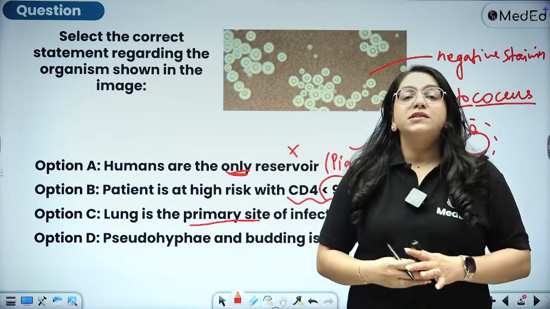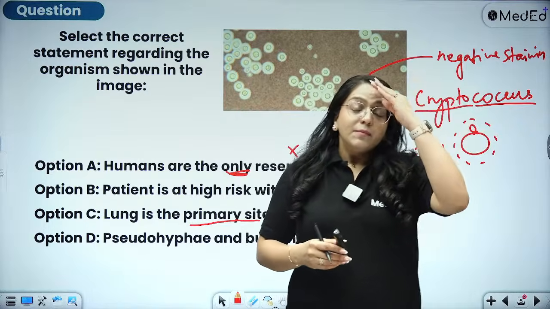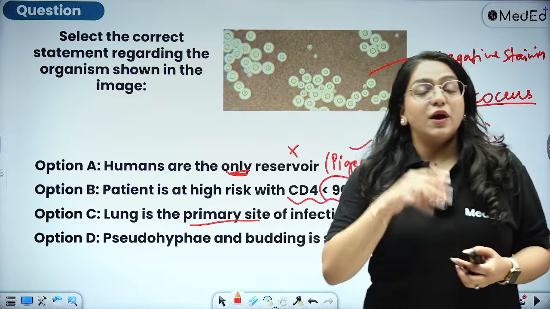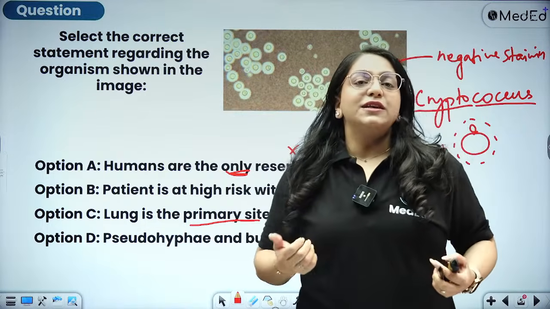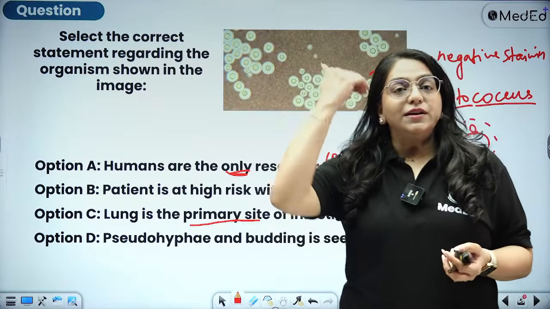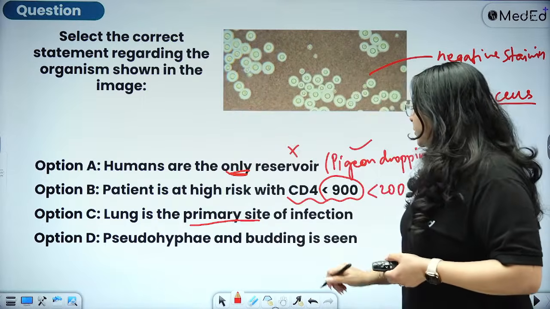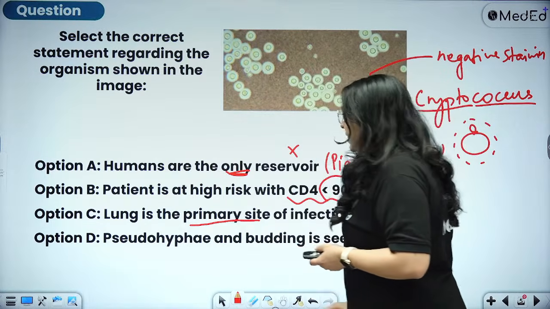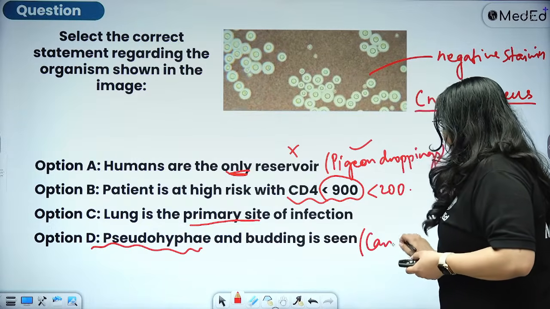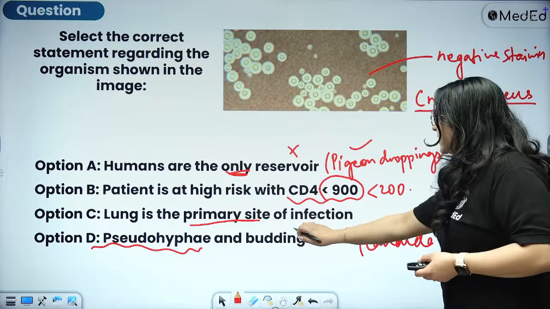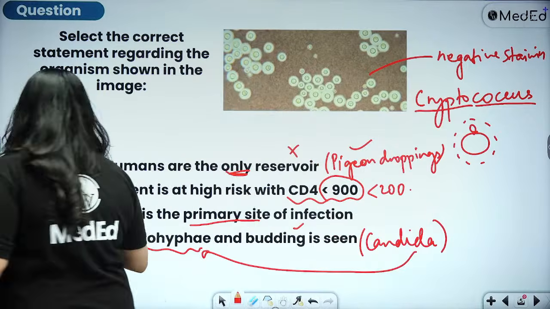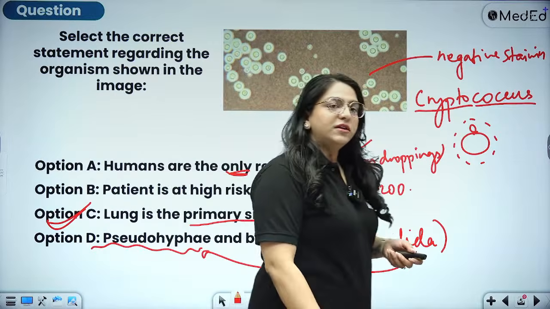Now, cryptococcus is known to cause meningitis, but the primary site is the site of inoculation or infection. So we are going to breathe in the yeasts. So the primary site is going to be the lung, and then from the lung they are going to disseminate into the CNS, causing meningitis. So this looks like a correct answer. Pseudohyphae and budding. Pseudohyphae is shown by whom? Candida. While budding is correct, pseudohyphae is not correct, because pseudohyphae is shown by Candida. So option C becomes my correct option for the question.